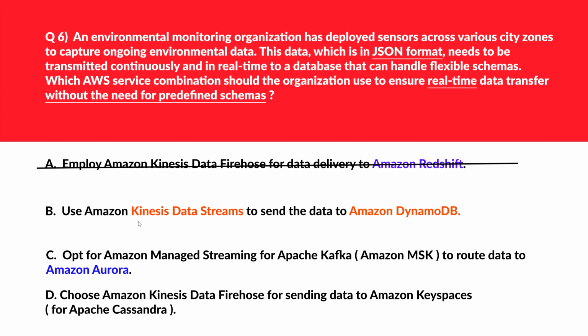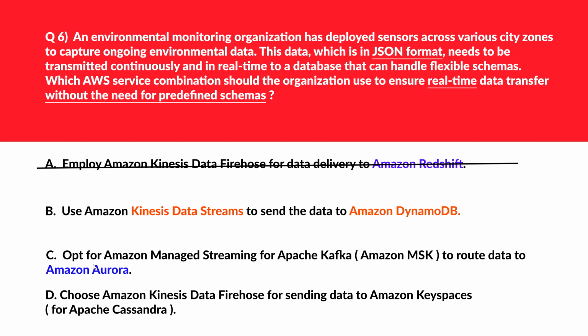Let's move to option B. B says use Amazon Kinesis Data Streams to send the data to Amazon DynamoDB. Kinesis Data Streams is the best fit whenever we have keywords like real-time data streaming. And Amazon DynamoDB, we know, is a NoSQL database service which doesn't require fixed schemas. So that is what we also require as per the second part of the question. So this looks good. We'll park this.